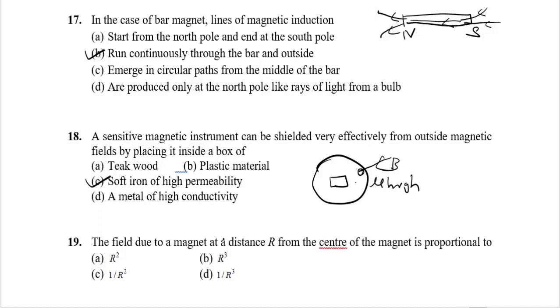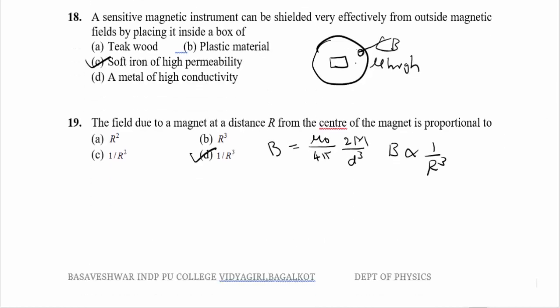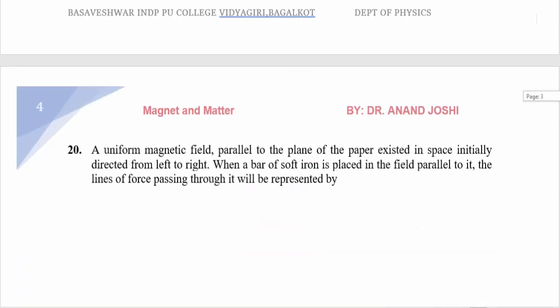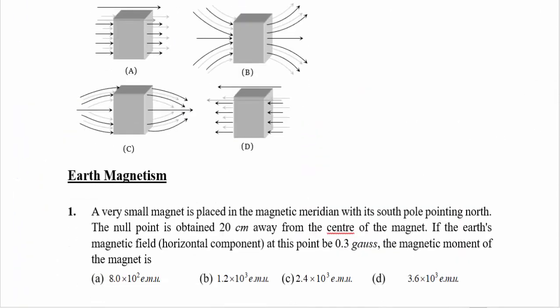The field due to a magnet at a distance r from the center of the magnet is proportional to what? The magnetic field due to a bar magnet is mu naught by 4 pi, 2m by d cube. Instead of d cube, here it is r cube, which means B is inversely proportional to r cube. So 19th is D. Next question, 20th question. I'll move to the 20th question.